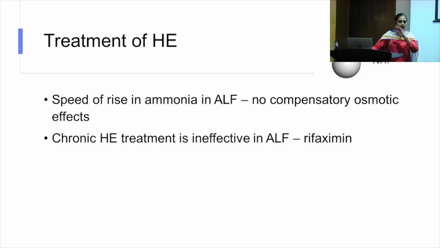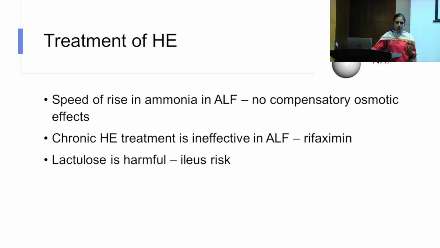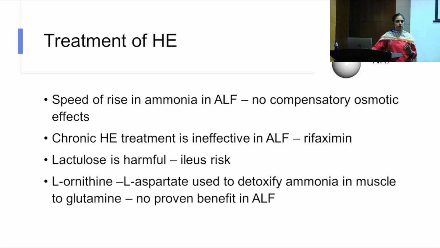And whatever treatment you give for chronic liver disease doesn't work for ALF. So rifaximin, no. What about lactulose? No. There's a high risk of ileus. So both are out. And this LOLA, that is L-ornithine and L-aspartate, what it does is it detoxifies the ammonia in the muscles. It converts it to glutamine. So that also has no proven benefit. So there's no role in giving LOLA also.